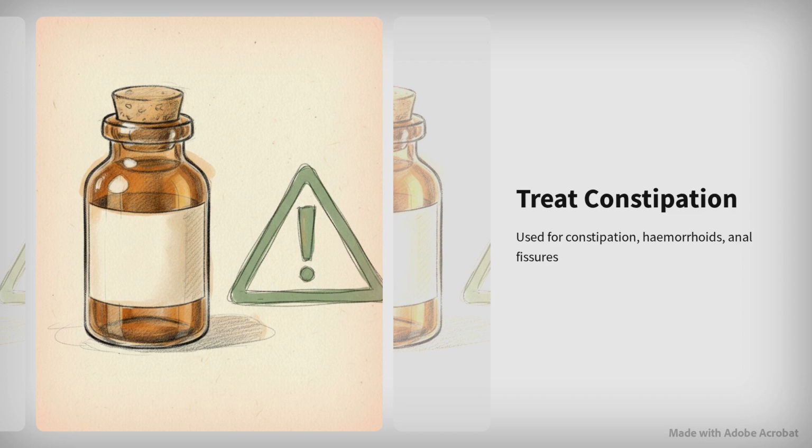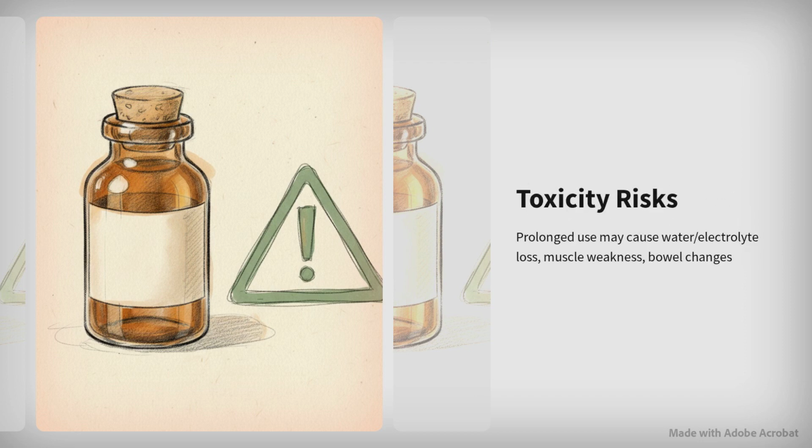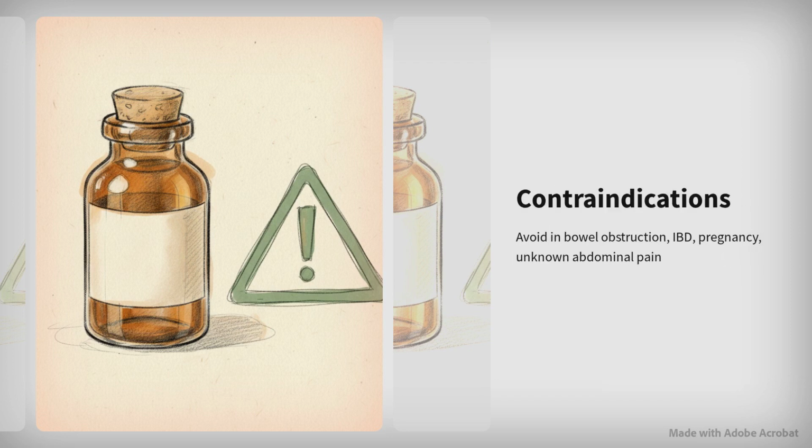Anthraquinone glycosides are used to treat constipation, hemorrhoids, and anal fissures. However, prolonged use can lead to water and electrolyte loss, muscle weakness, and even changes in bowel structure. These compounds are contraindicated in cases of bowel obstruction, inflammatory bowel disease, pregnancy, and unexplained abdominal pain.